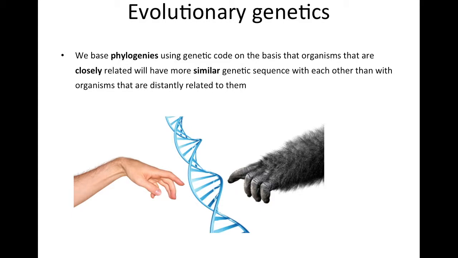So the more closely related two organisms are, the more genetic sequence they have in common. The more distantly related they are, the less genetic sequence in common. That's pretty much the basis.